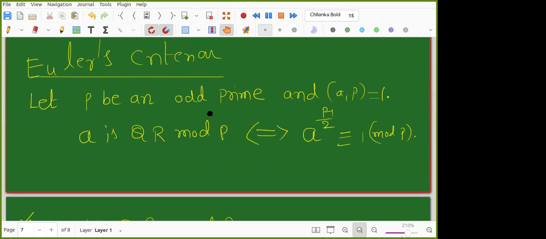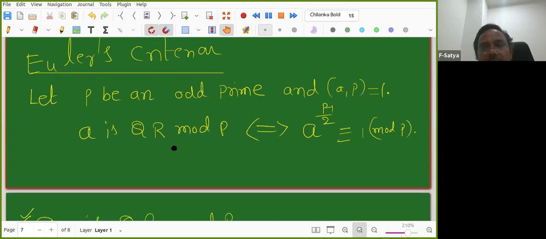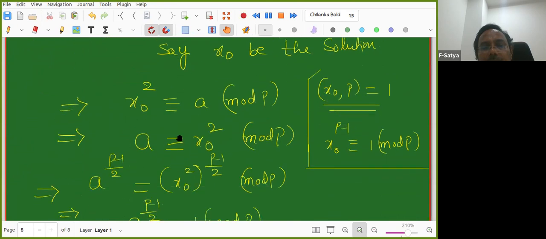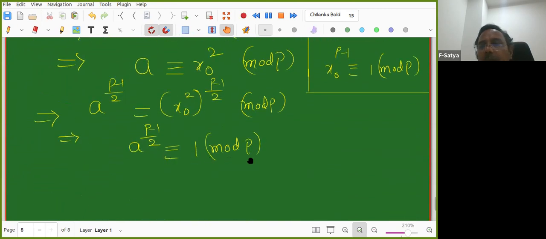So we proved one way. If a is a quadratic residue, then we proved that a power (p minus 1) by 2 is congruent to 1 mod p. But we have not proved the other way. Wonderful. Now the converse part we need to prove.